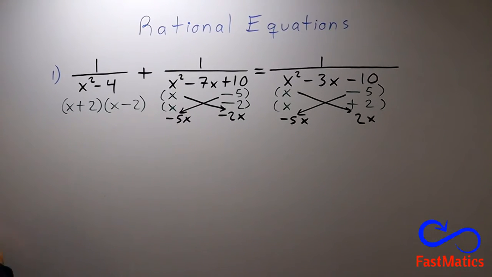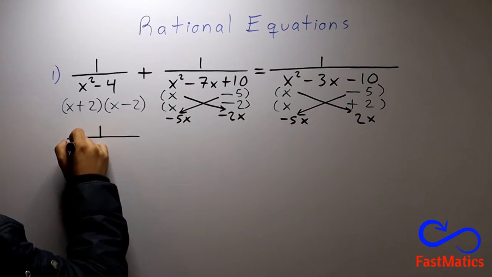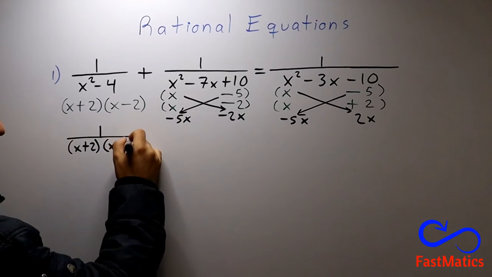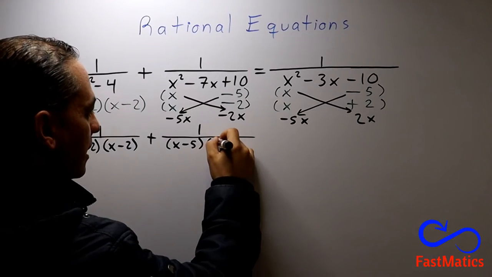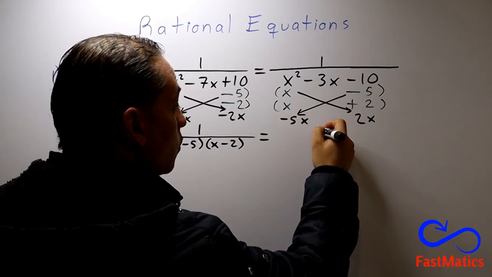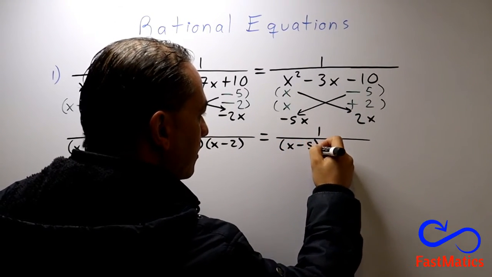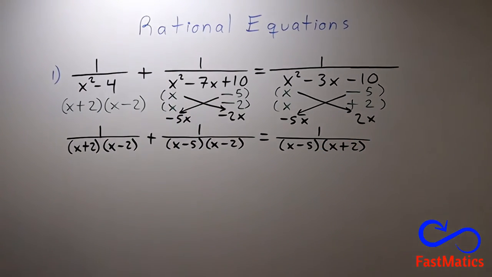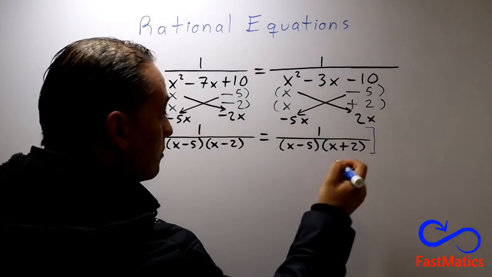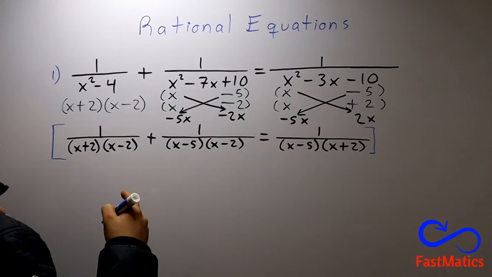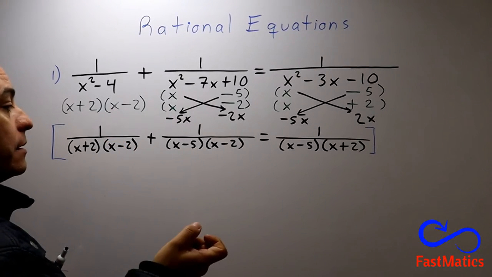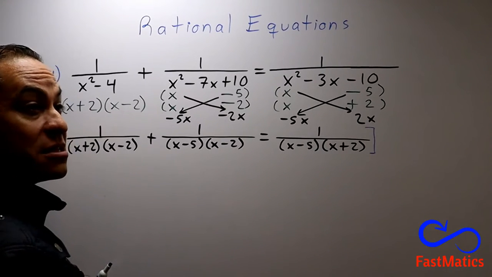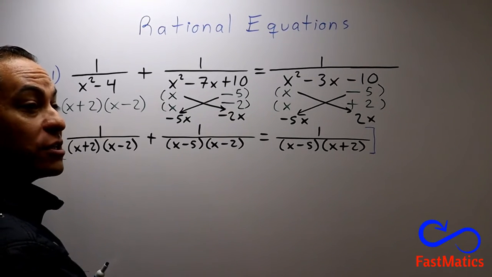We rewrite the equation as 1 over x plus 2 times x minus 2, plus 1 over x minus 5 times x minus 2, equal to 1 over x minus 5 times x plus 2. And now, pay attention, because you have to multiply everything by the least common multiple of the denominators. Remember the video where we explain how to find the least common multiple where you have letters, the video where we added and subtracted algebraic fractions.